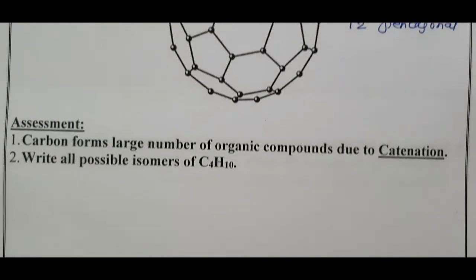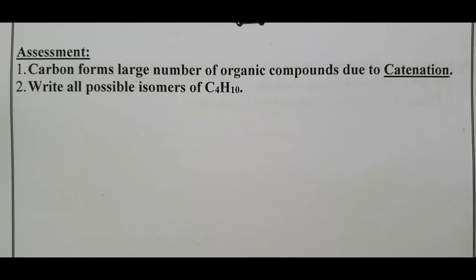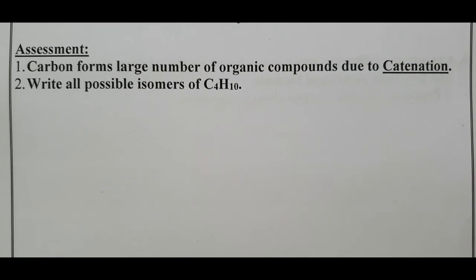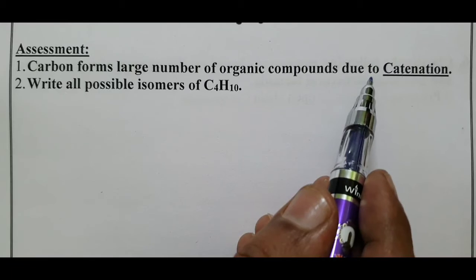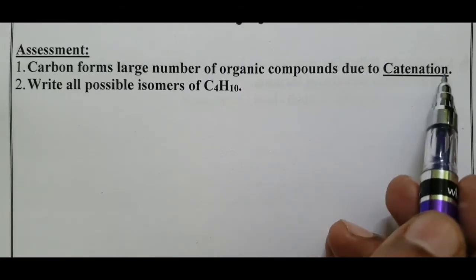Now come to the assessment part. There is only one student's activity. Next we have the assessment part. Carbon forms a large number of organic compounds due to the property called catenation.